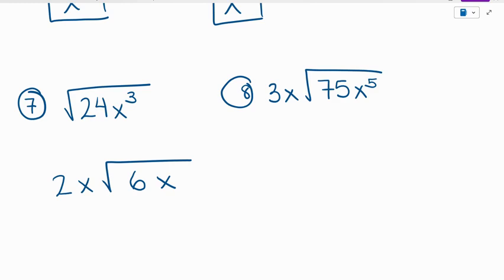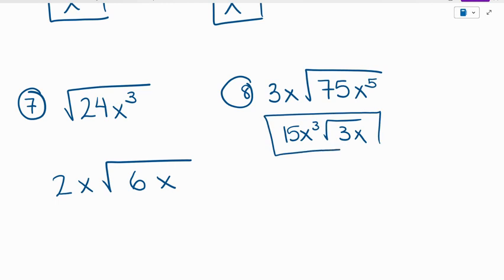Okay, who has simplified this? That's it. Philip, what'd you get? 15x cubed root 3x. Perfect. Anybody need to see me do it?